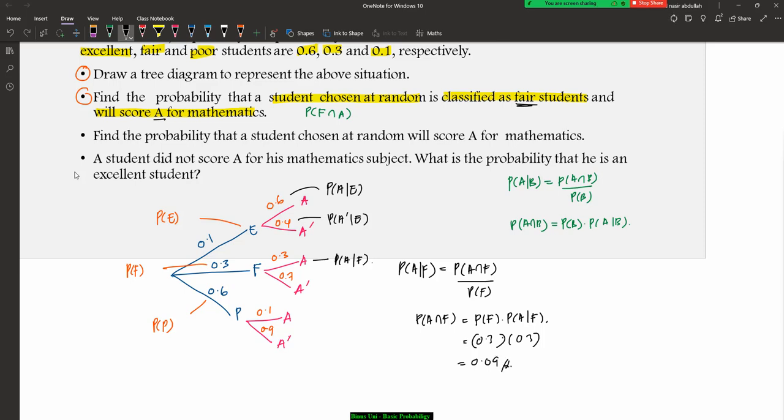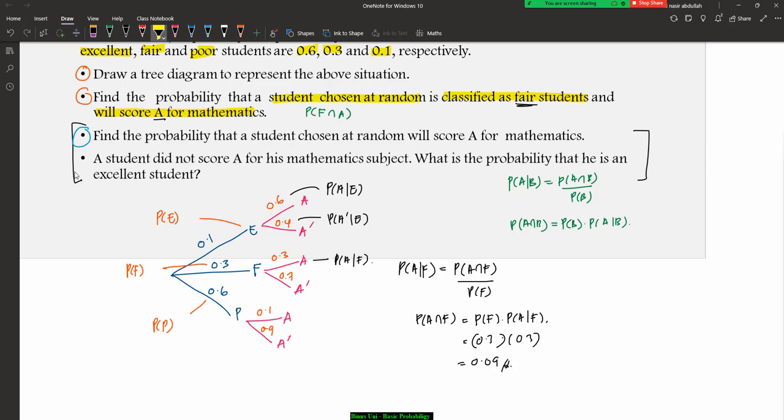So this is one of the examples to understand the basic tree diagram. Now let's look at the Bayes theorem part. So this is the second part. I hope I still have time to explain this one. So let's look at the third question.